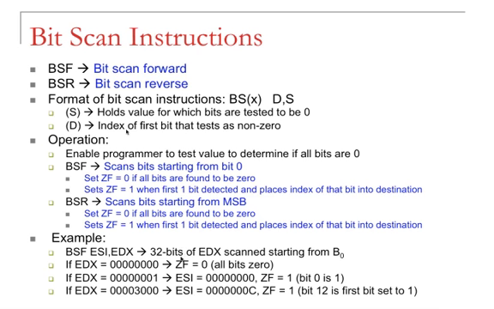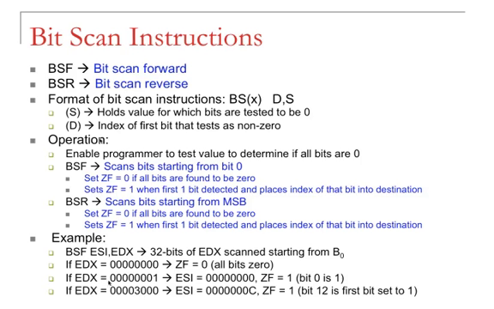We know EDX is a 32-bit value, so we'll scan it, and we have three scenarios. If EDX has a 0, then the scanning will find out that there's no non-zero bit. So it is a 0, so we're going to put 0 on the zero flag.